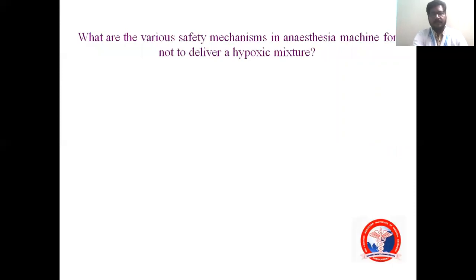Now coming to the various safety mechanisms in the anesthesia machine to not deliver a hypoxic mixture. This is very, very important. Students, we have to be very careful. We have to prevent hypoxic mixture going to the patient. Then how to prevent it? We have various safety mechanisms to prevent the delivery of hypoxic mixture.